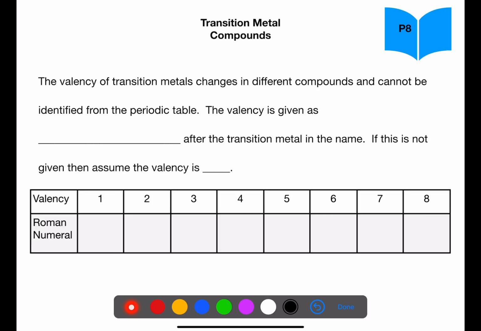The valency of transition metals can change depending on the compound and cannot be identified using the periodic table. The valency is given as Roman numerals after the transition metal in the name. If this is not given, then assume that the valency is 2. You need to be familiar with Roman numerals.